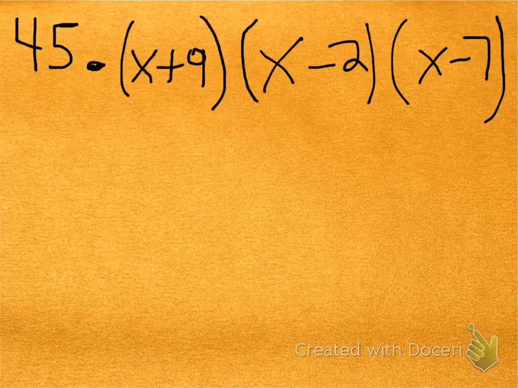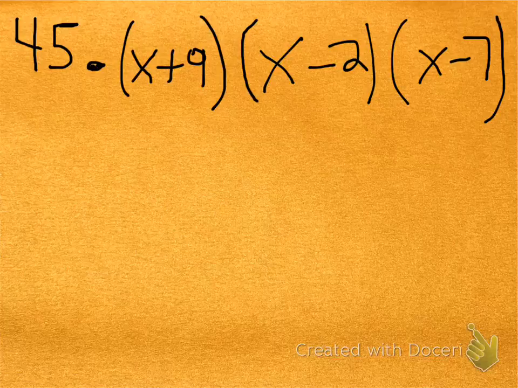Alright, for this problem we have three binomials. And what you want to do for this one is pick two of them, any one, it doesn't matter, and you want to FOIL them out. So for this one I'm just going to pick the first two and I'm going to FOIL them.